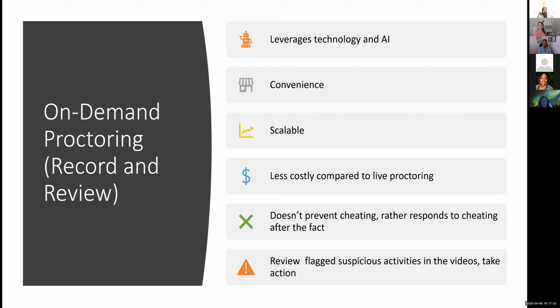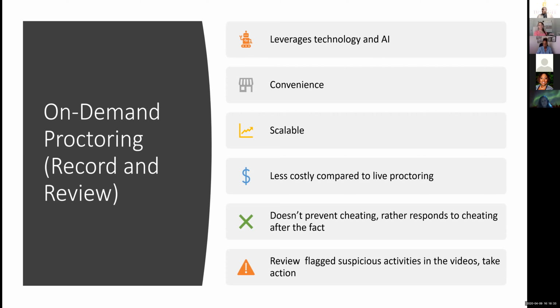So basically, students under this on-demand proctoring agree to allow their webcams to watch them as they take the exam, and through artificial intelligence, any suspicious actions during the exam are recorded and flagged. So now you, the instructor, have the responsibility to review this recording after the fact for the incidences that were flagged, and then take action.